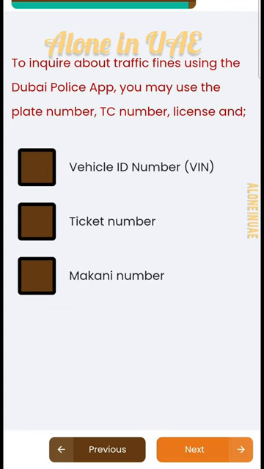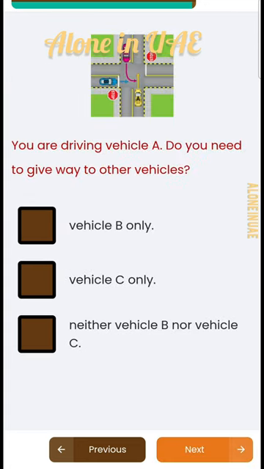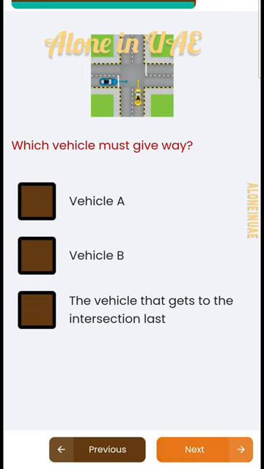To inquire about traffic fines using the Dubai Police app, you may use the plate number, TC number, license and... If you find that you have less time to react, it means you... Driving vehicle A. Do you need to give way to other vehicles? Which vehicle must give way?